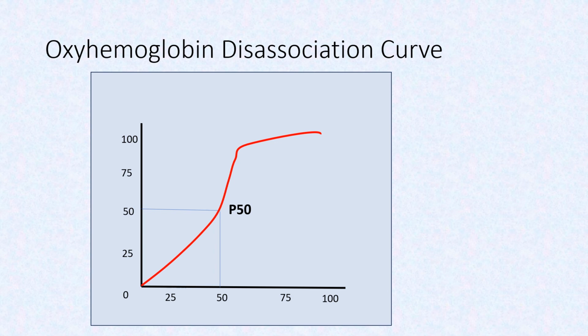A right shift would make the P50 higher on the partial pressure of oxygen axis. A left shift would make the P50 lower on the partial pressure of oxygen axis. Numerous diseases and processes can move the curve left or right.